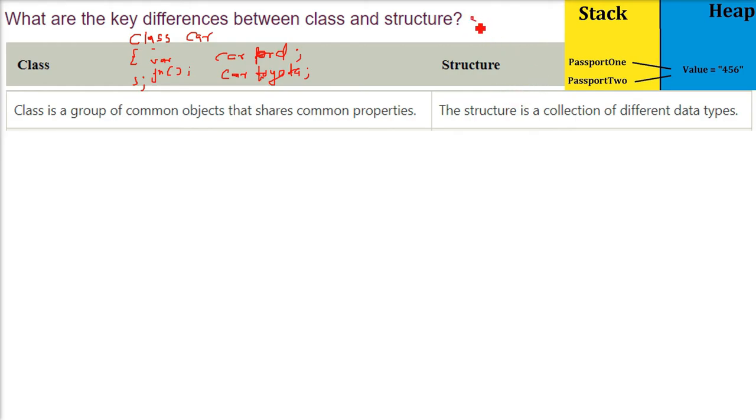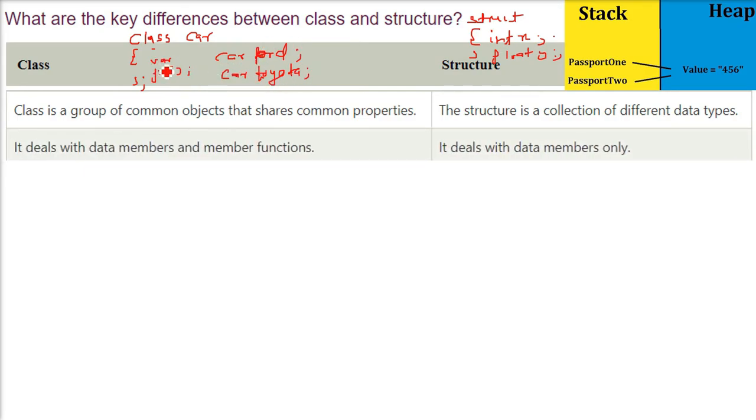The structure is just a collection of different data types. It has no functions. We have int, float, double, like this you give in structure. So in order to make, say, an employee, you make a structure with name, age, like that. So structure is just a collection of different data types. Class deals with data members and member functions. So in a class you will have data, also the functions operating on those variables. But in a structure we will only have data members, no functions.